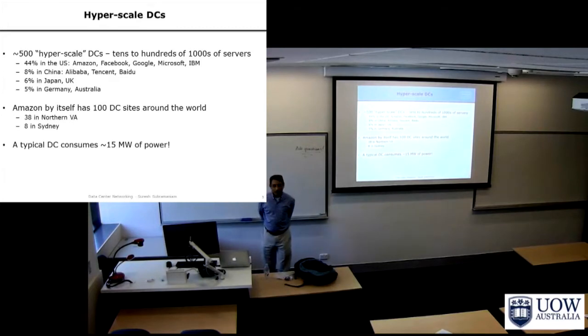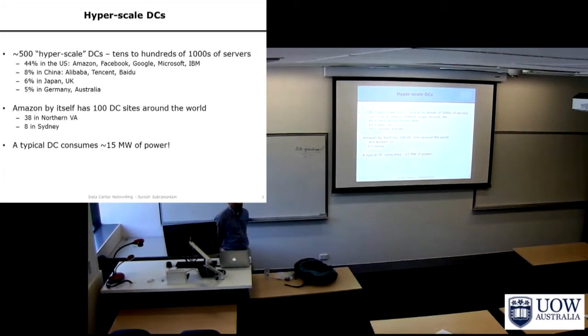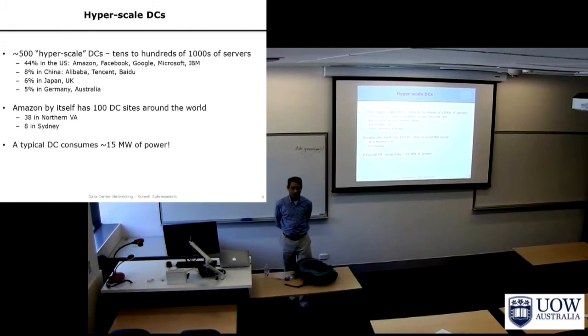My talk today is going to be focused on how to design, or architect, a network for so-called hyperscale data centers. These are the really large data centers, Amazon being one of them. There are about 500 of these data centers globally, and this is how they're distributed. About half of them are in the US, and the big ones are known to everybody: Amazon, Facebook, Google, and Microsoft. They are considered the four largest.